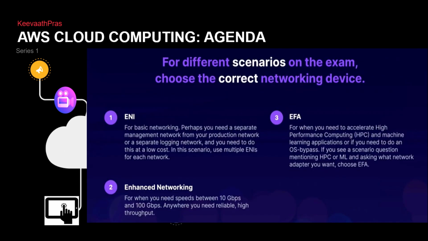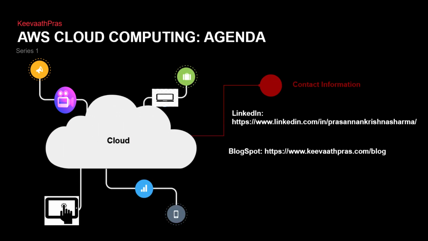Okay, so what did we learn? The elastic network interface is for basic networking, high availability, low cost. The enhanced networking is from 10 Gbps to 100 Gbps, whenever you need a reliable high throughput. The elastic fabric adapter is for high performance computing and machine learning applications by bypassing the OS. Okay, so in this case you would use an EFA. Only these three. All right, so this lecture fortunately does not have any hands-on, but we will be getting into it, don't worry, just not in this lecture.